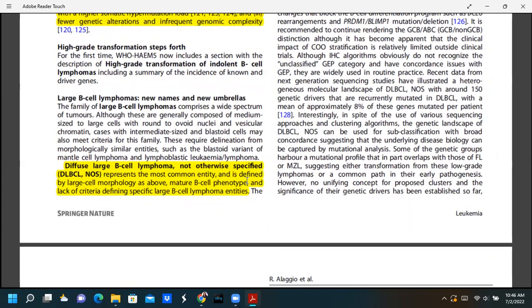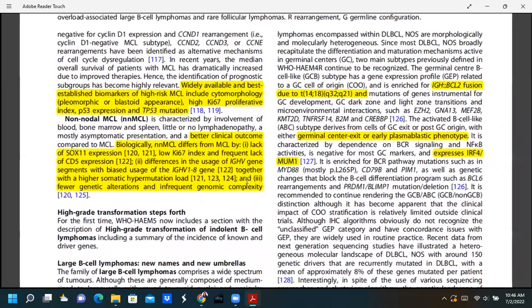So the first category is large B-cell, coming to DLBCL NOS. DLBCL NOS is basically defined by large B-cell morphology, and it should be diffuse. And now this whole large B-cell category, as they were describing in the table, is DLBCL NOS and 17 other subtypes of these large B-cell lymphomas.